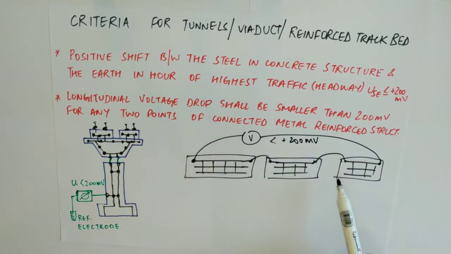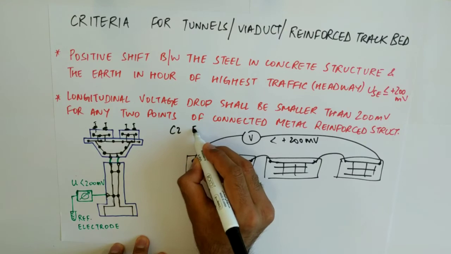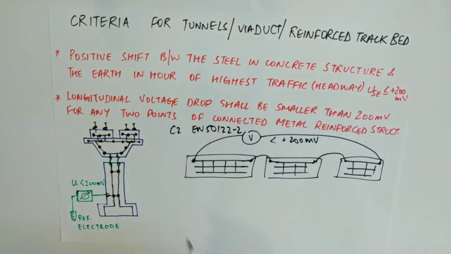How this is calculated is given in Annex C2 of EN 50122, and we will be discussing how to perform the calculations, but I am just giving you a reference. Now these are the three criteria for how the stray current system has been designed and how EN 50122-2 provides for track slab or the reinforced structures.